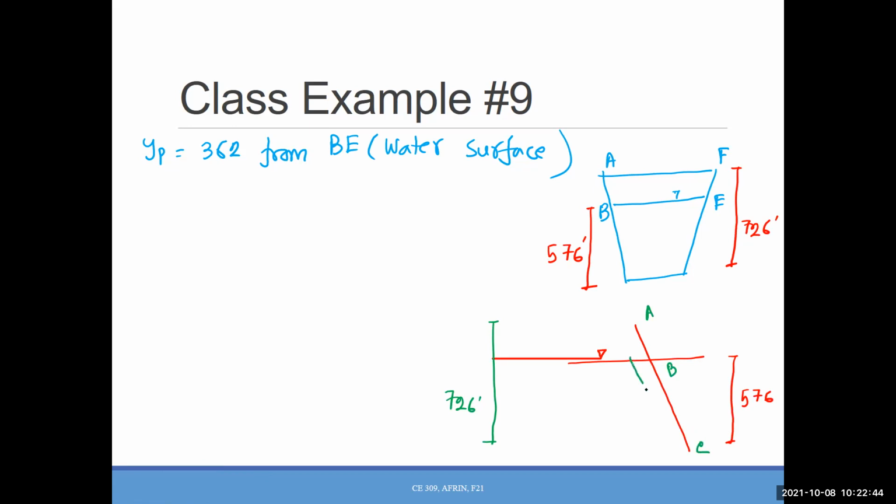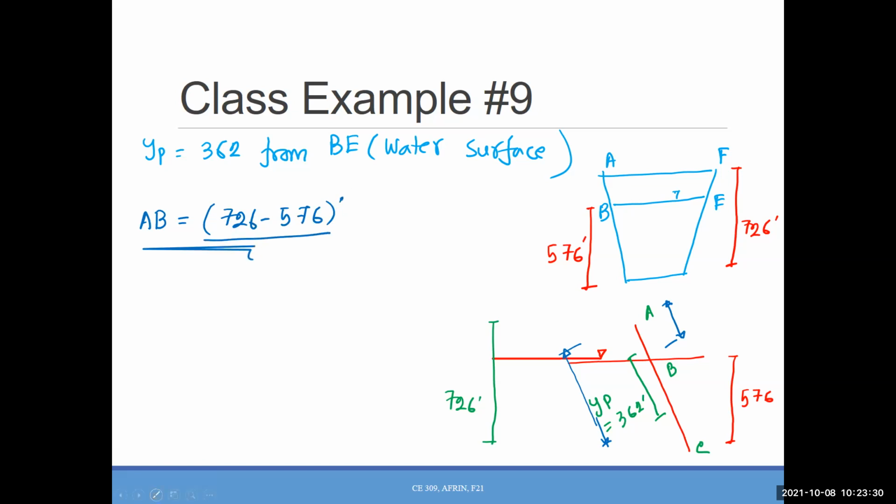So now I know the YP, which is 362 feet from BE. Now I need to know what? This one. How can I find that? If I just add this distance, right? So AB equals what? 726 minus 576, sine 70, because H equals Y sine 70. That means Y equals H over sine 70, right?